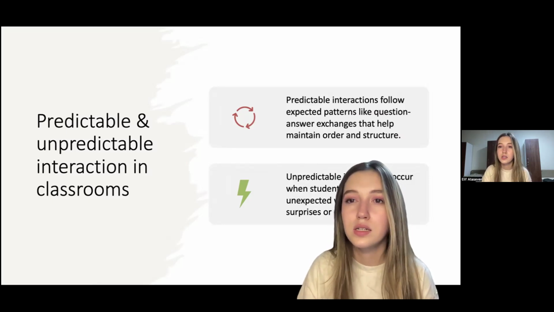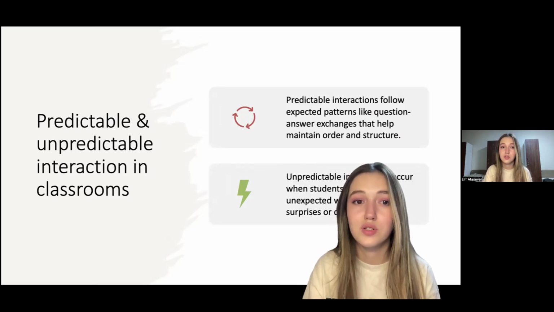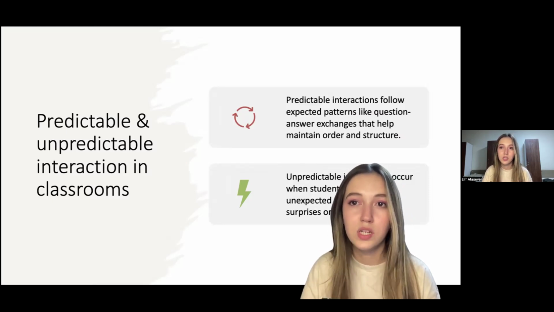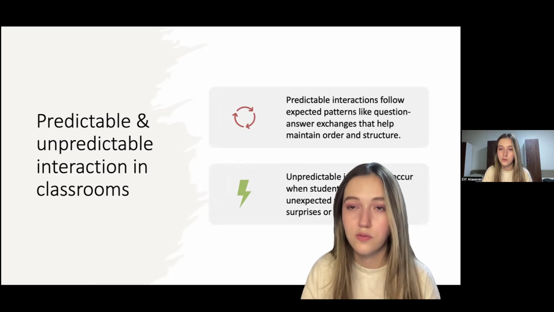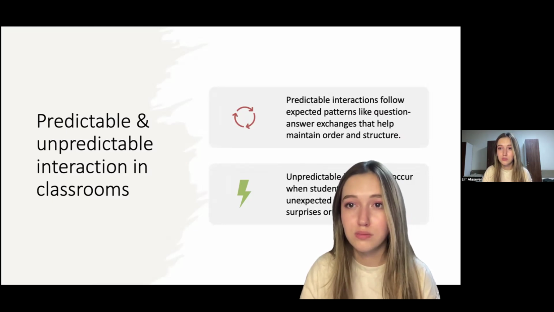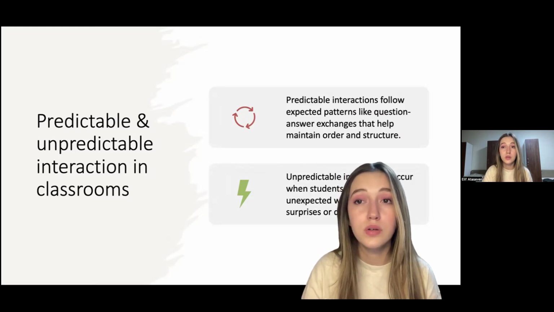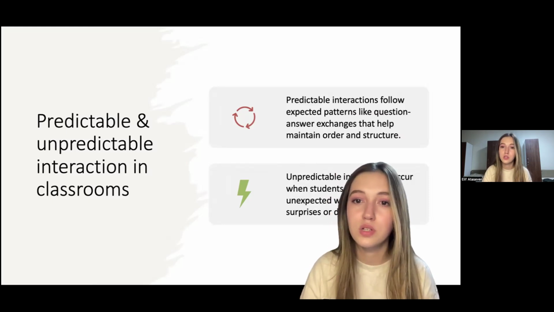So I think it is important to talk about the ways of interactions in the classroom, because as we know, we're gonna be teachers in the future. Predictable interactions will be on our way, of course, but we should be ready for the unpredictable interactions as well.